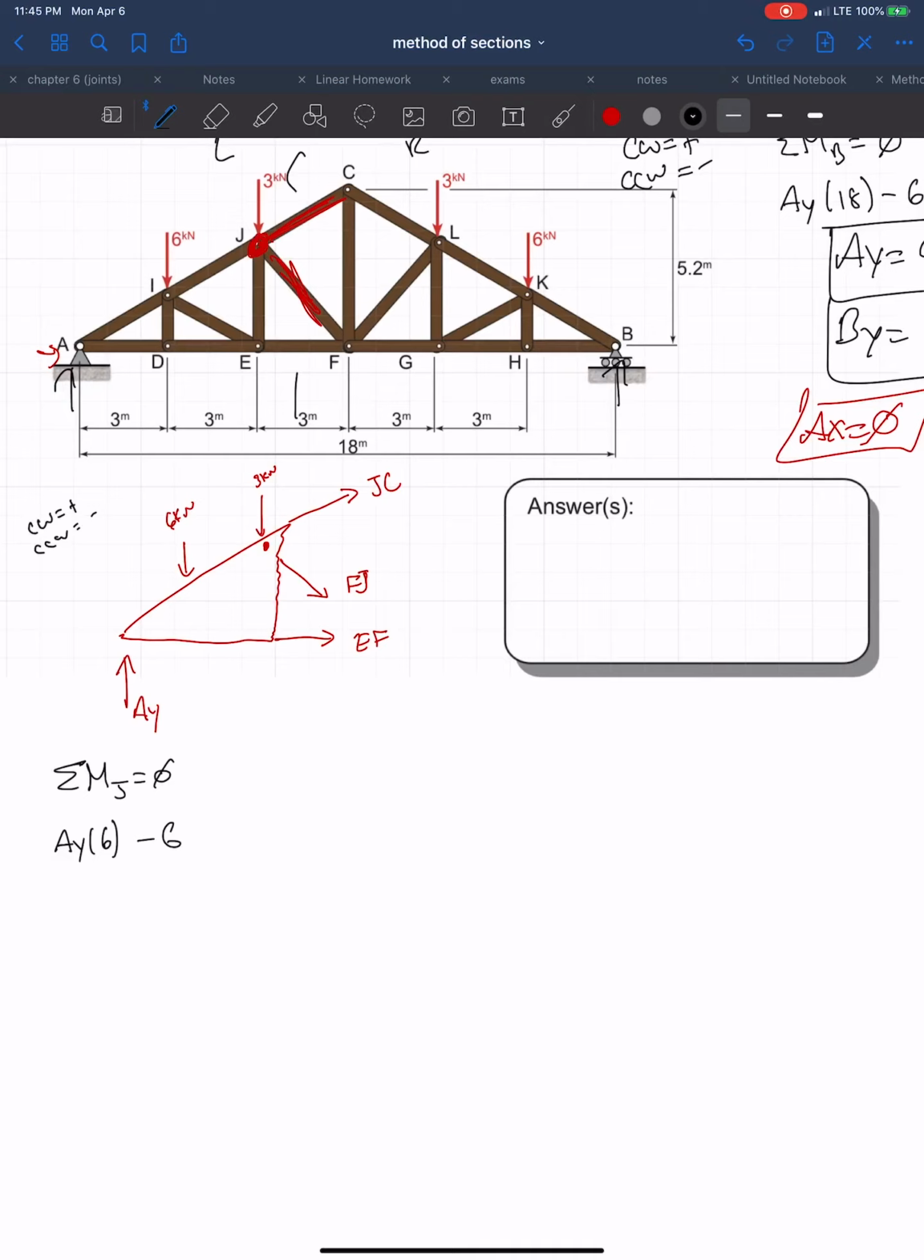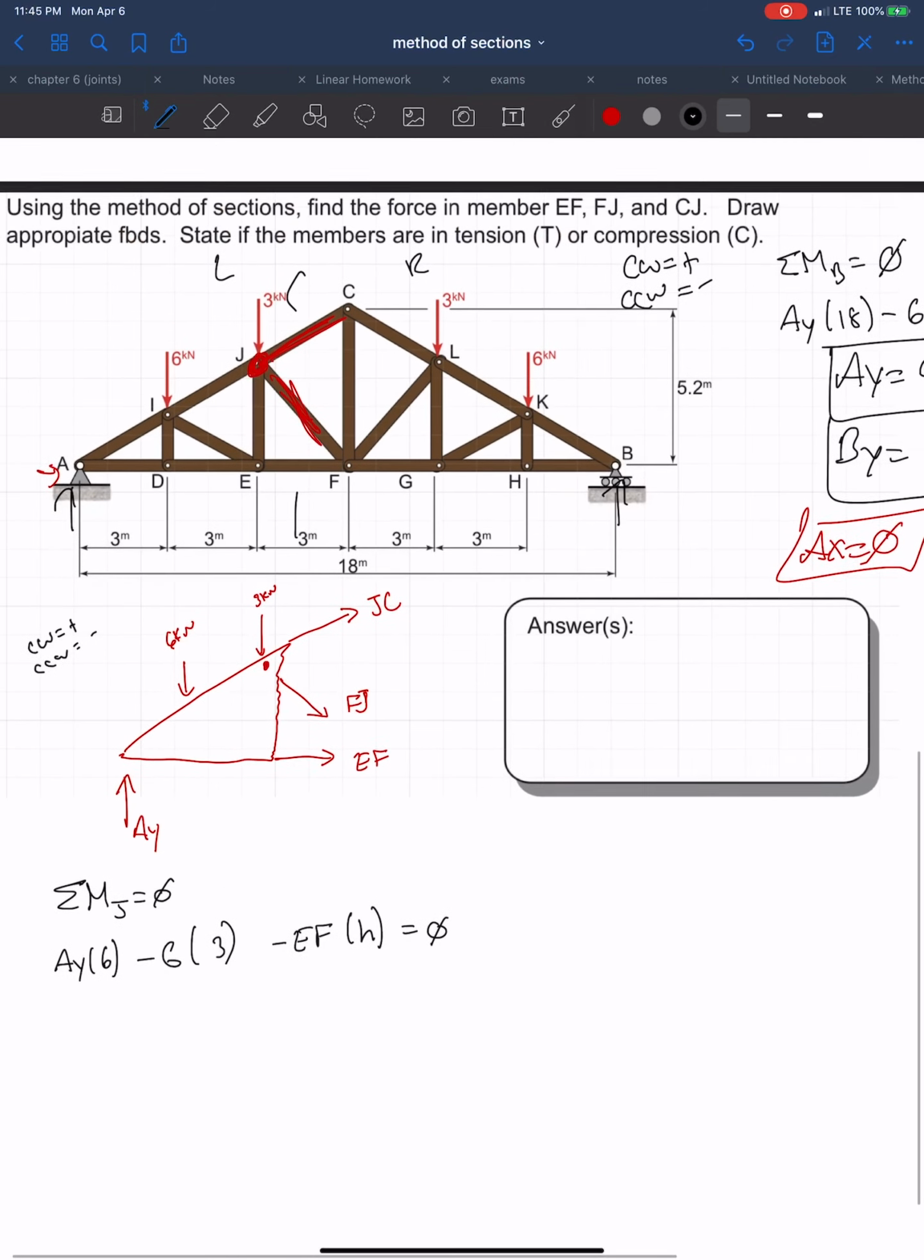And then we have our... It's going to be counterclockwise, 6. And that distance is going to be 3. And finally, we have our E of F. And that distance, we have to find that distance. I'm going to go ahead and call that H for now. Okay. So we have to find that distance. How do we find that distance?